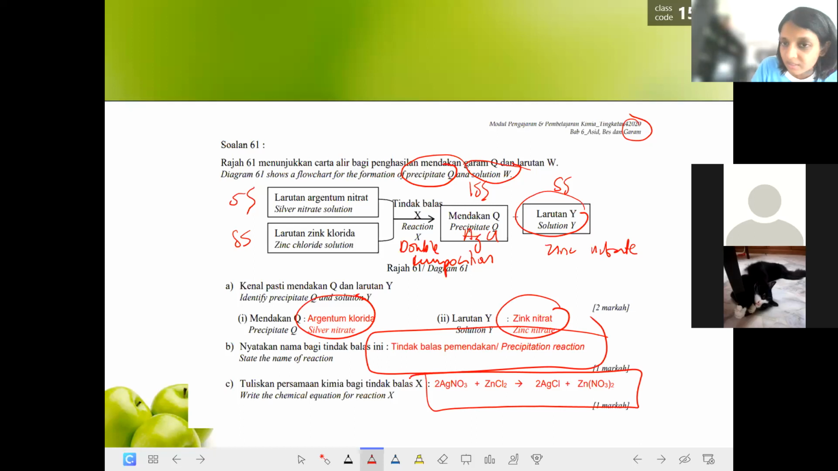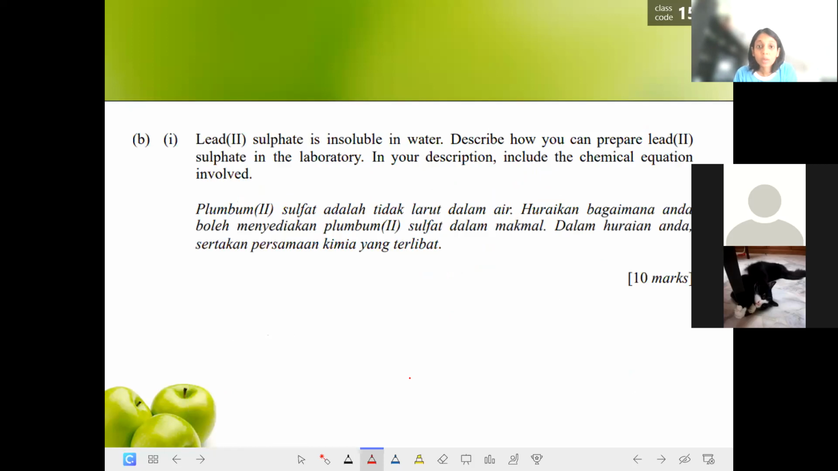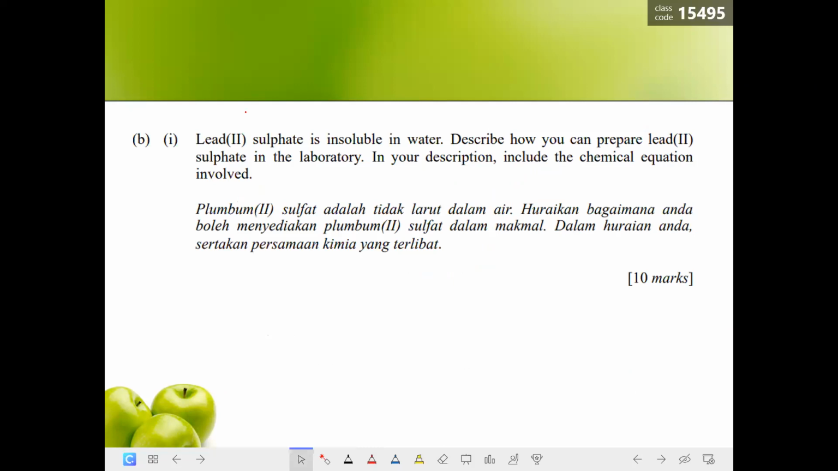But did you all understand this class? Yes, teacher. Okay, Hurin also didn't understand, yeah? Okay, now let's look at this. Lead-2 sulfate is insoluble. They already told you. Okay, and this one is yesterday's class.